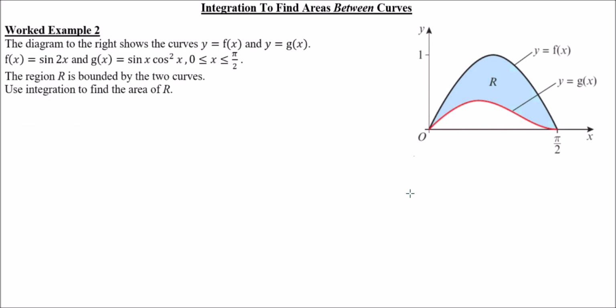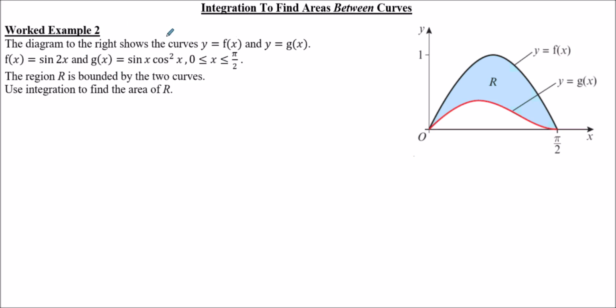We have a diagram to the right showing the curves y equals f of x and y equals g of x. f of x is sine 2x, and g of x is sine x cos squared x, where x is ranging from 0 to pi over 2. So region R is bounded between these 2 curves. Use integration to find the area of the region R.